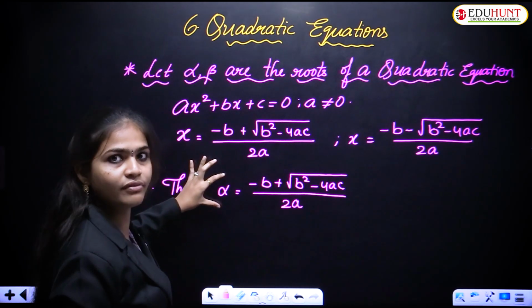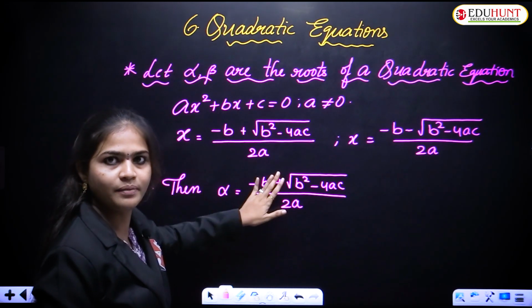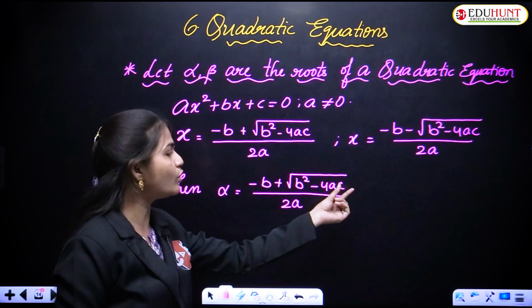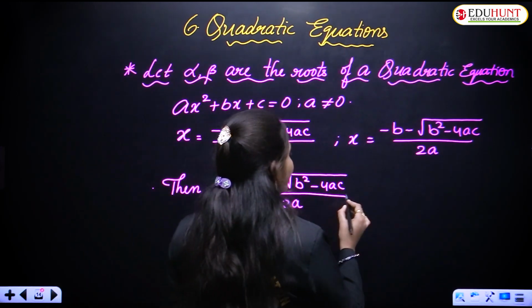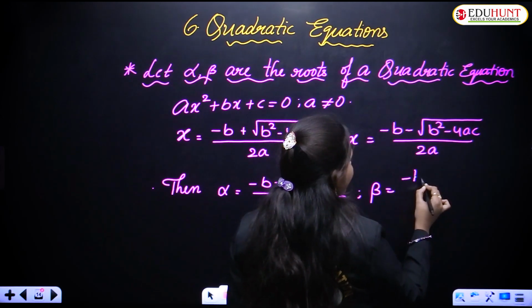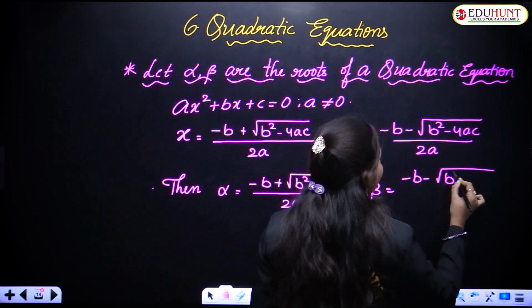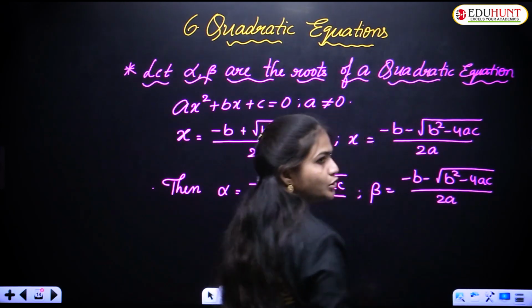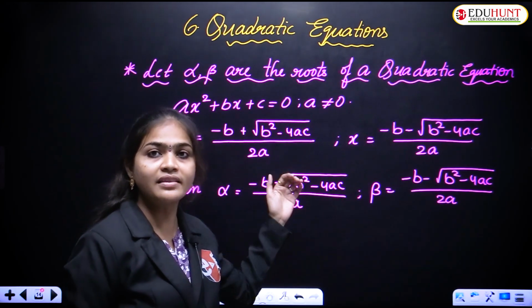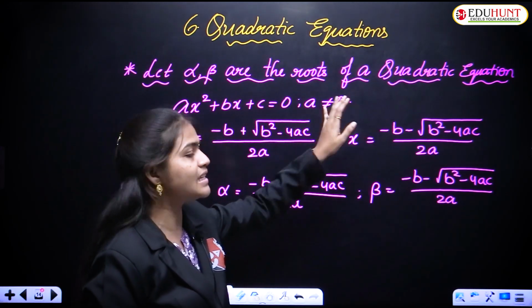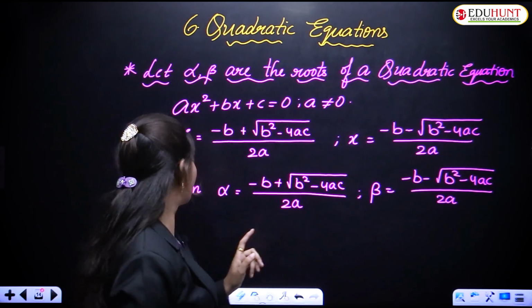So how will we get alpha? By simplifying this formula. So alpha is equal to minus b plus square root of b square minus 4ac by 2a, and beta is equal to the second root, minus b minus square root of b square minus 4ac by 2a. Am I clear to you children? So alpha and beta are the roots of the quadratic equation ax square plus bx plus c is equal to 0. So two roots are there.